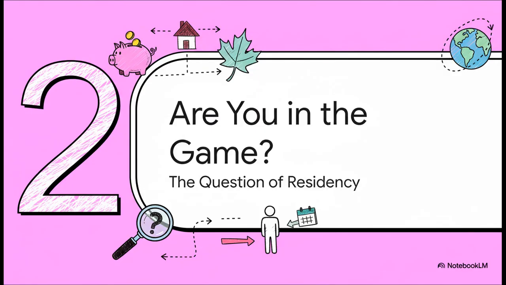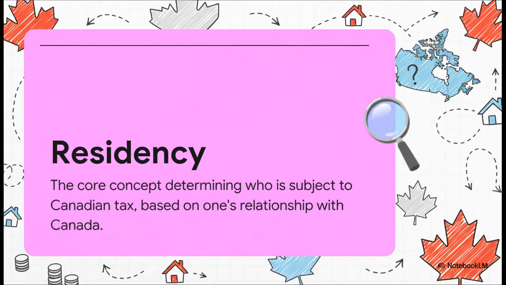Okay, so now that we know the rule book, let's get to the first big question. Are you even in the game? Right? The Canadian tax system doesn't apply to every single person on the planet. So the first, most critical step is figuring out who's required to play. And this all boils down to one single powerful concept, residency. And this, right here, is probably one of the most important things you'll learn in this course. Residency is the key. It's the single concept that determines if you're on the hook for Canadian tax.